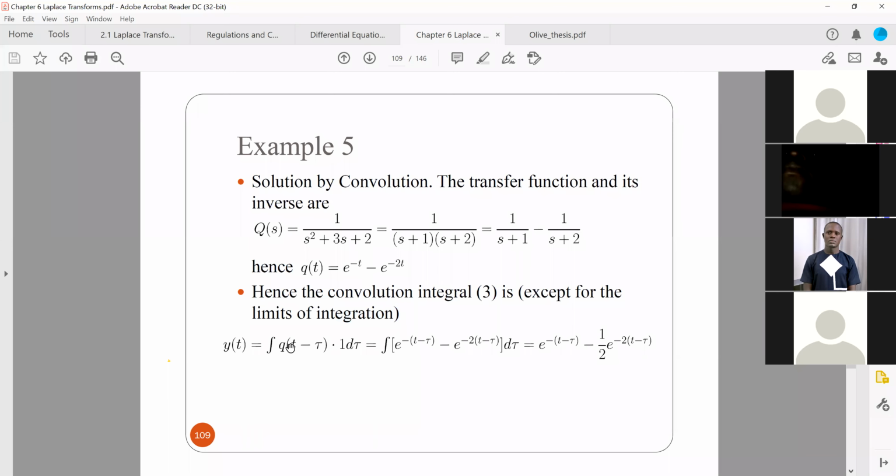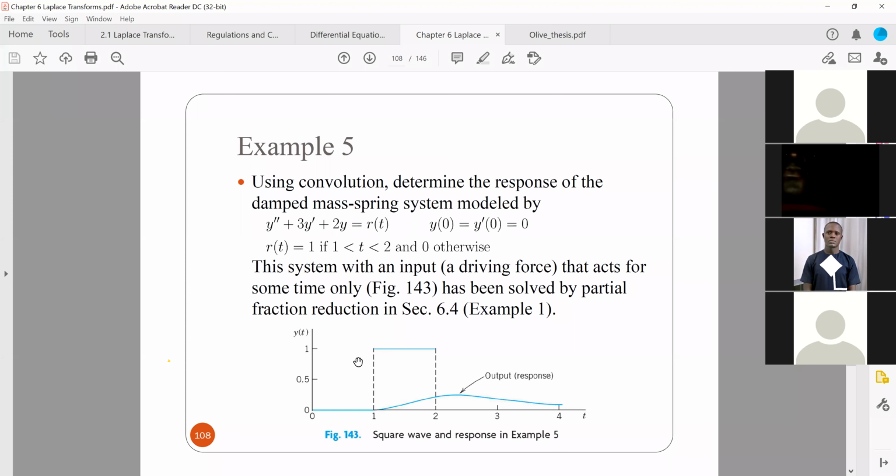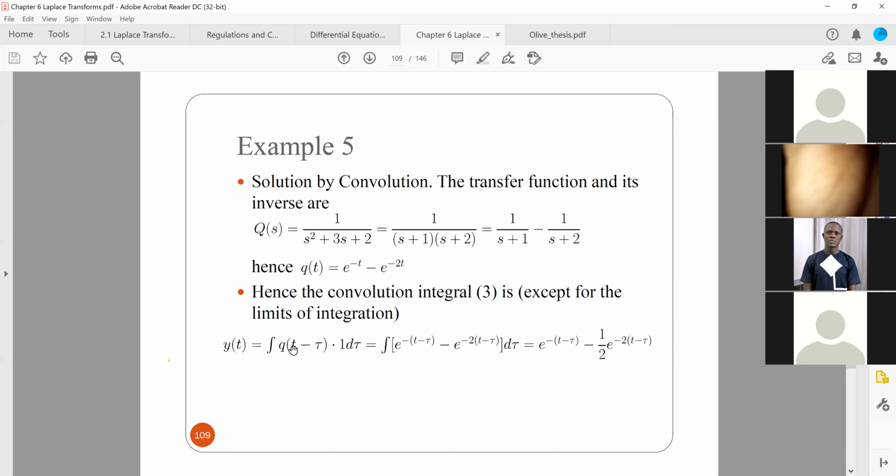So we'll have q(t minus 1) times r(t) equal to 1. So that's the one they're talking about here. So q(t minus tau) times 1 d tau. This is convolution now. We're convolving that to get y(t). And when you work out the convolution, the integration, sorry, you'll end up with this.